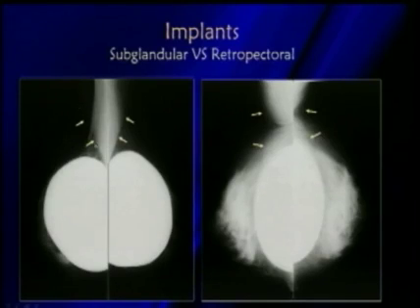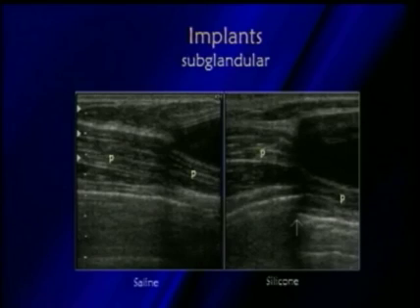Here's one that we can see is subglandular, and here's one that we can see is retropectoral, because you can actually see the pectoralis muscle splayed over the implant itself. Mammography is very helpful in evaluating patients to tell if it is subglandular or retropectoral.